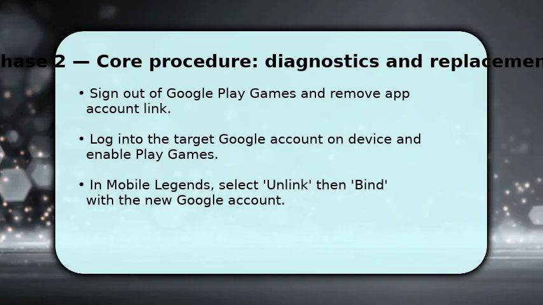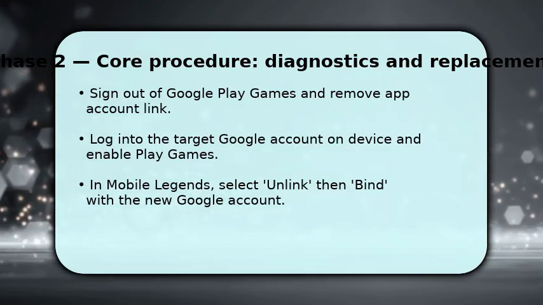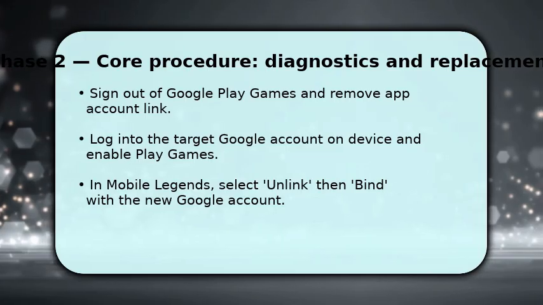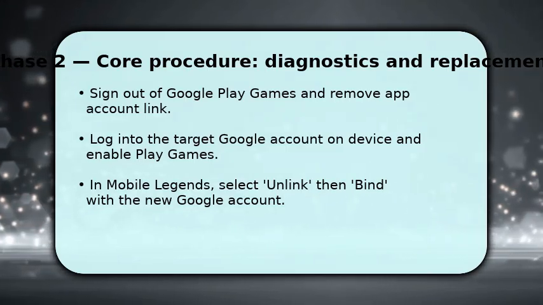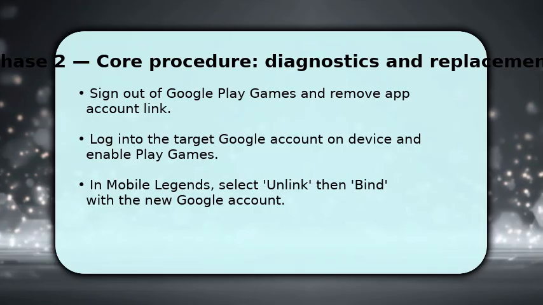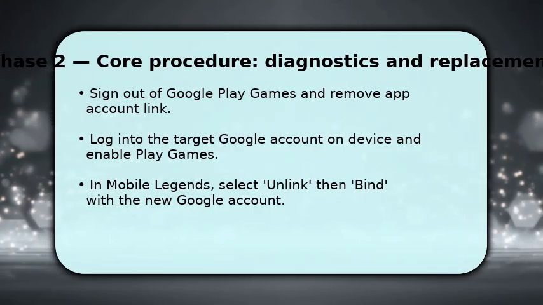authentication is ready. In Mobile Legends, choose Account Unlink for the old Google link, then immediately select Bind and pick the new Google account. This ensures the game maps progress to the proper Google profile.